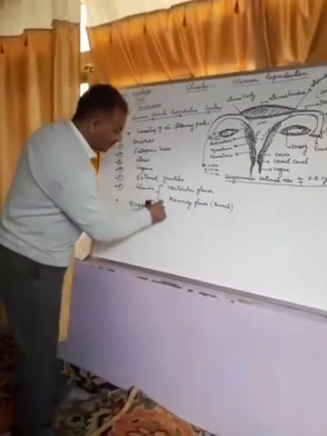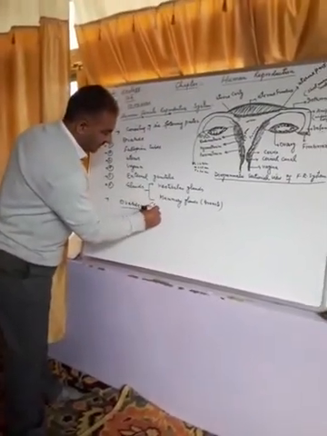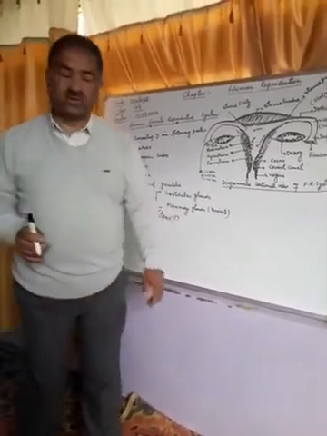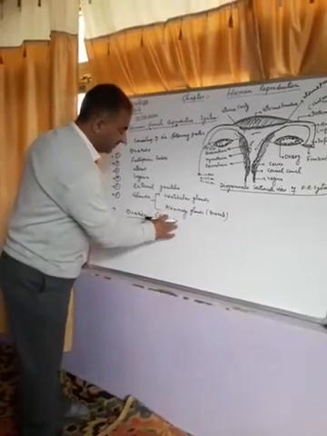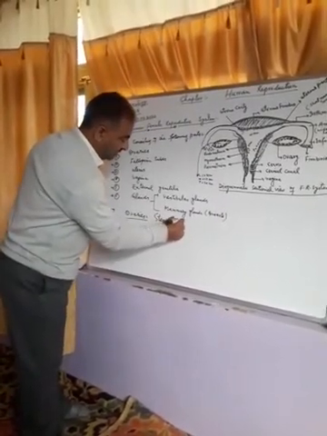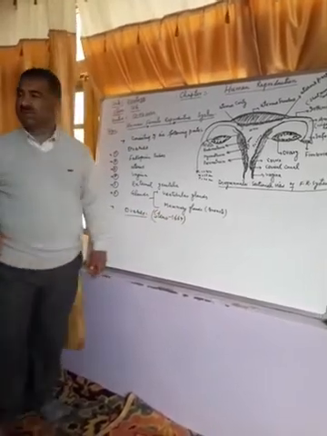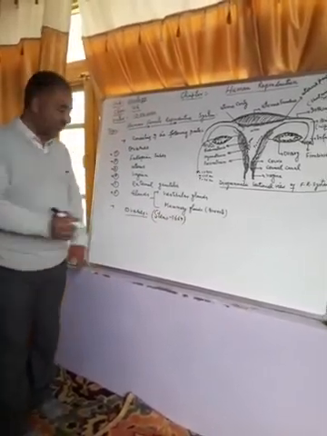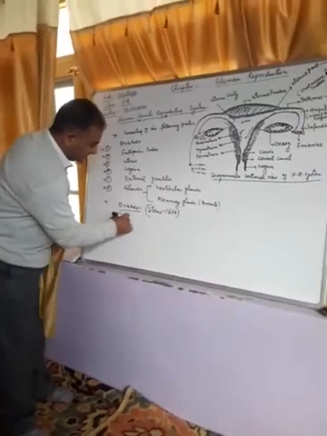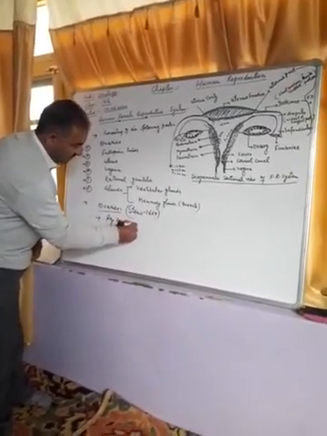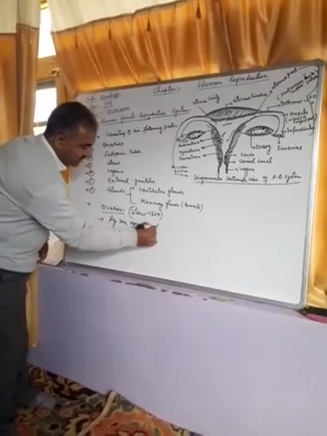Steno discovered them in the year 1667. Ovaries are the primary sex organs. These are the primary sex organs of females.